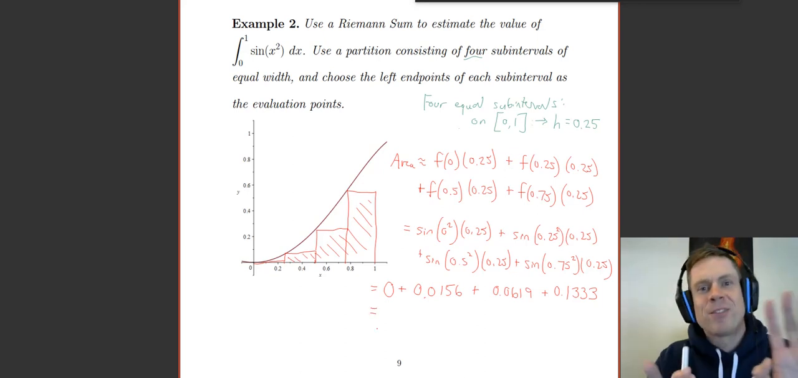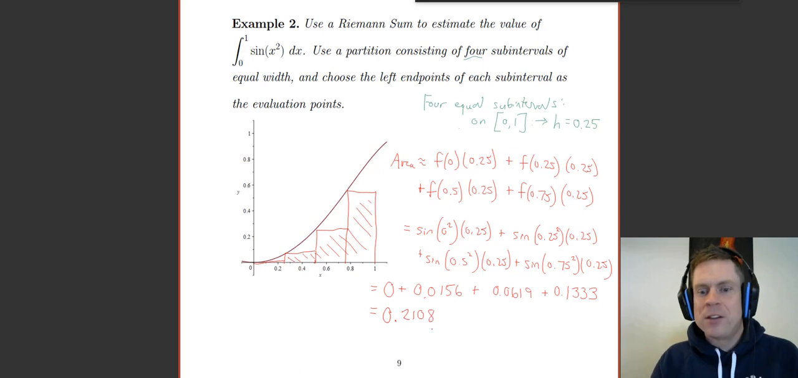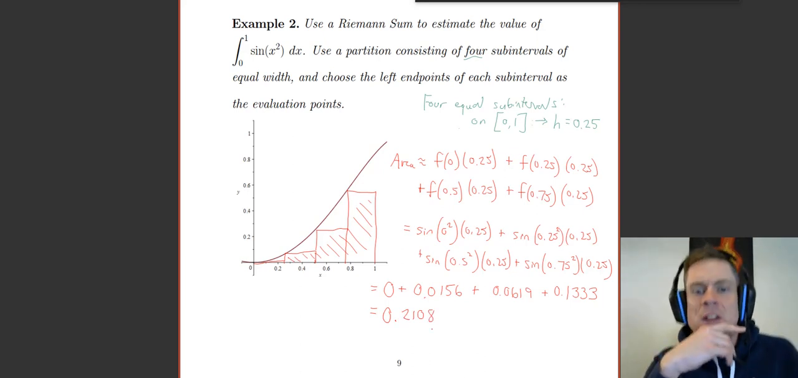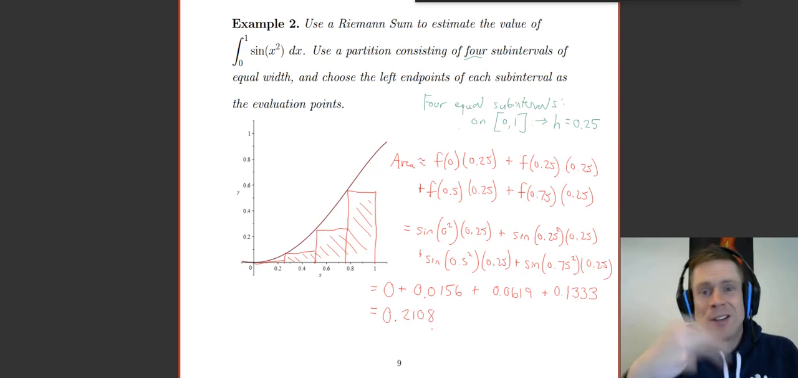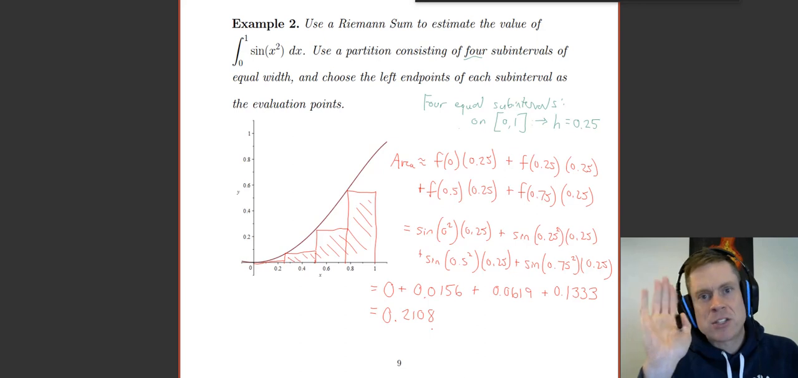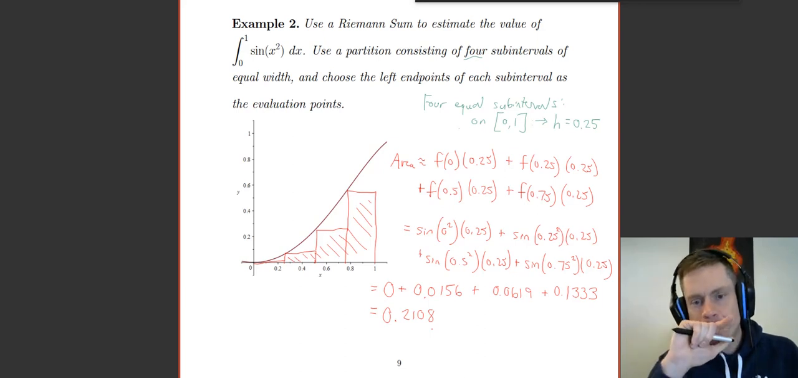Anyway, the rounding here is going to end up leading to a result that is somewhere in the neighborhood of 0.2108. And that would be an approximation, an underestimate of the true area, okay? And that should be familiar, that should not be that stressful to look at. But that's a review of how a basic Riemann sum works.